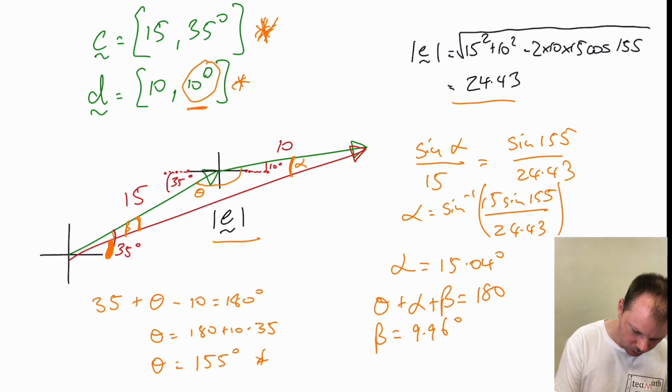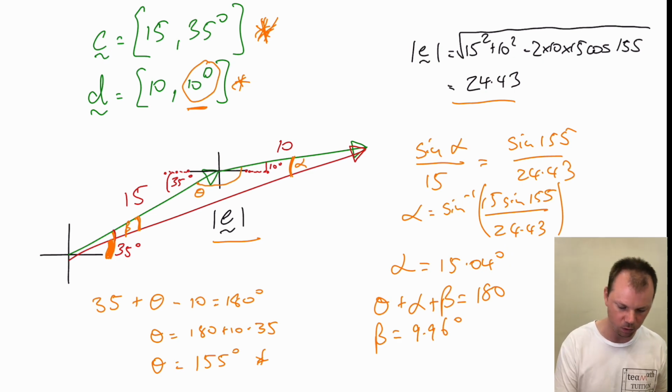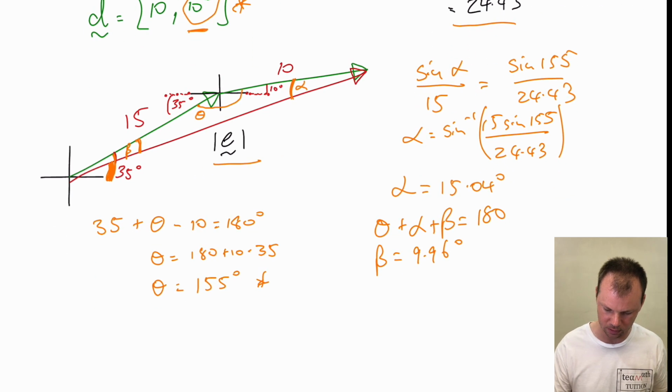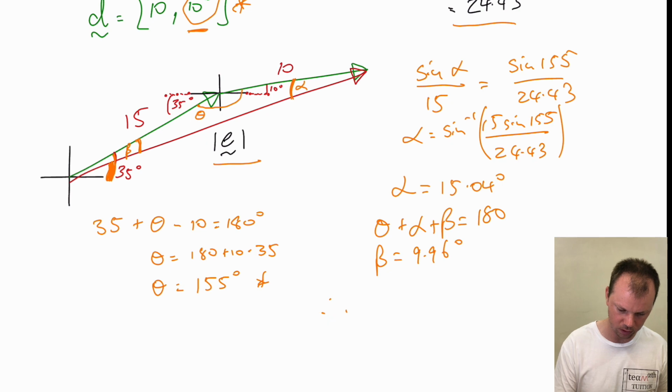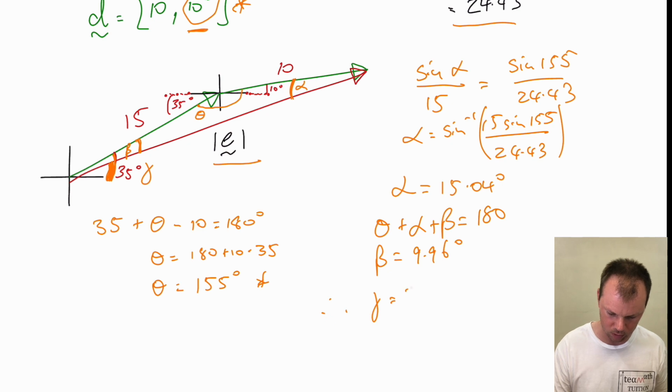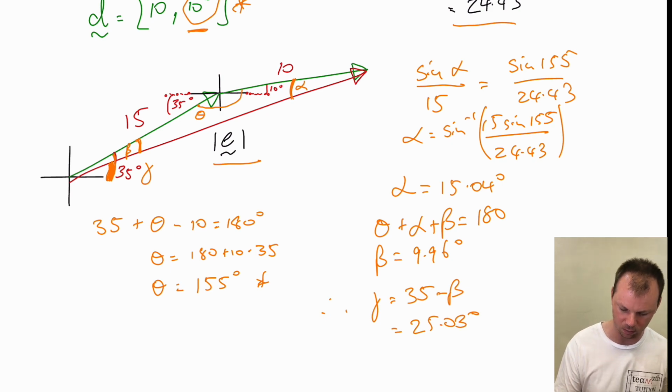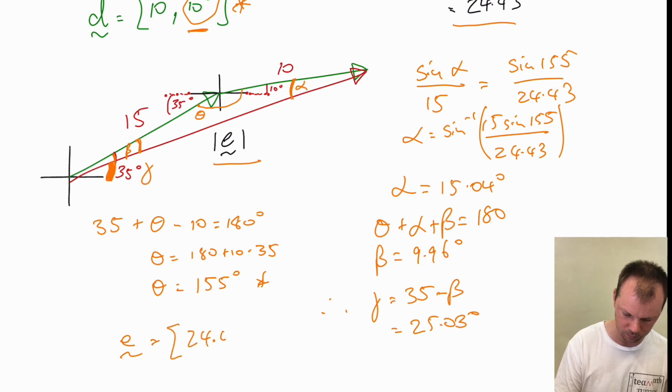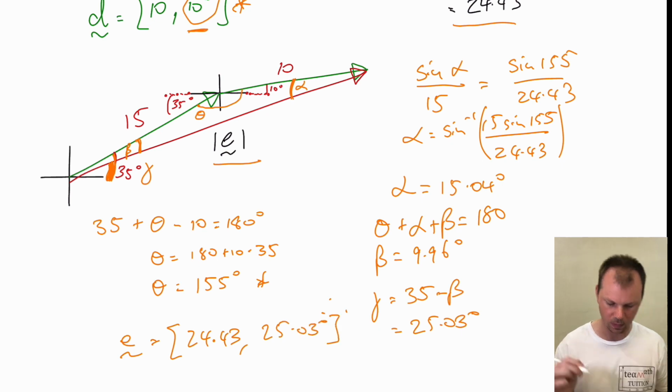If we know beta and we know this bigger angle here is 35, we can work out our small angle down there. So we've got, therefore, let's call it, what do I have left? Let's call it gamma. Gamma equals 35 minus beta, which is 25.03 degrees. And we can write out what our vector is now. So E vector, and we've got our vector in polar form.